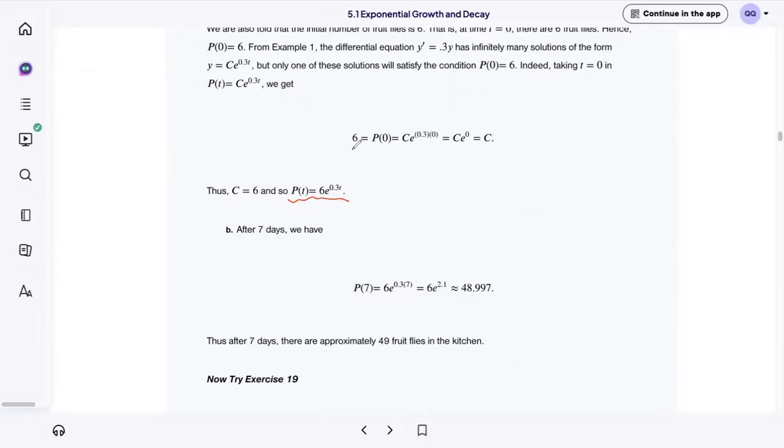The textbook even goes through some calculations. If you want to go through these calculations, that's fine. You just substitute t equals 0, right? Then you find the c value.